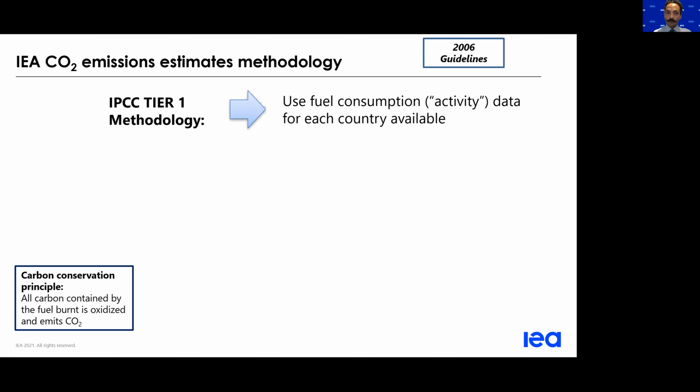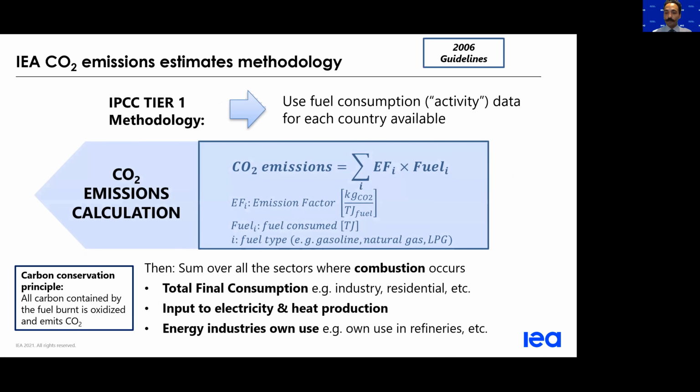To look in detail at how the emission estimates are done, we use the Tier 1 methodology from the IPCC guidelines, which is the most simple method provided in the guidelines to estimate CO2 emissions. The main concept behind this method is that we have the fuel-specific activity data in energy units, and we multiply that by the fuel-specific emission factor provided in kilograms of CO2 per energy unit in the IPCC guidelines, and then simply we sum over all the sectors and all the fuels to come up with the country totals.